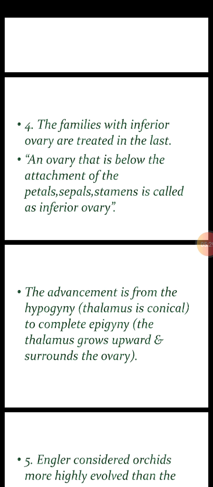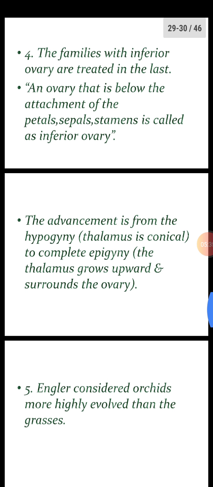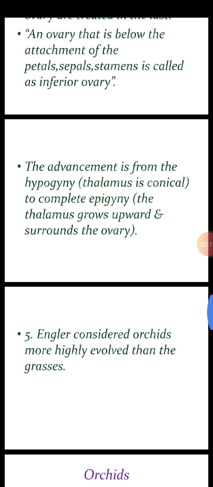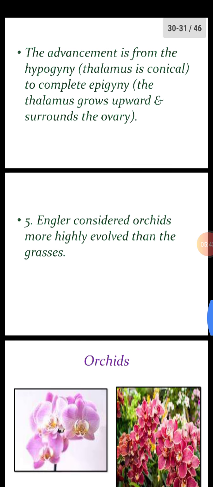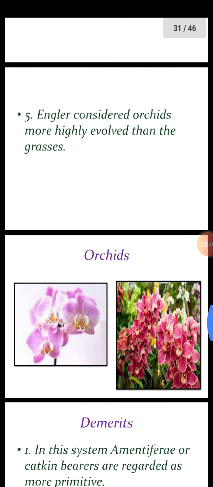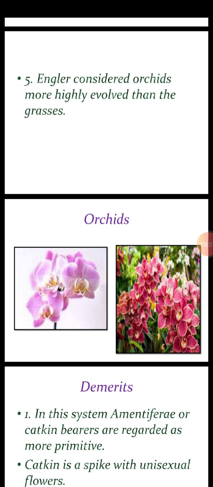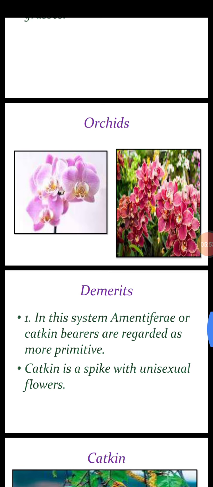Again, what is an inferior ovary? An ovary that is below the attachment of sepals, petals and stamens is said to be an inferior ovary. The advancement is from the condition of hypogyny to complete epigyny. Eichler considered orchids, these are plants, flowers more highly evolved as compared to the grasses. Now you can see pictures of orchids.